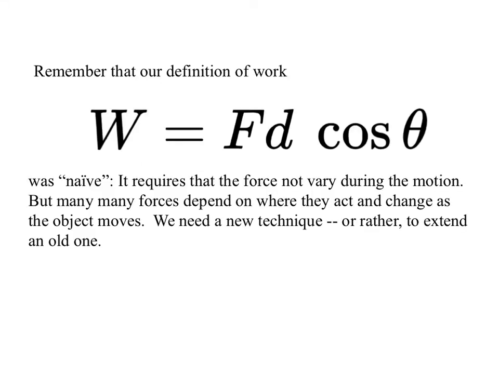Work by a varying force. Remember that our definition of work, that is, work equals the force times the distance times the cosine of the angle between them, was what I like to call naive. It requires the force not to vary during the motion. But of course, many forces depend on where they act and change as the object moves. So we need a new technique, or rather, we need to extend an old one.